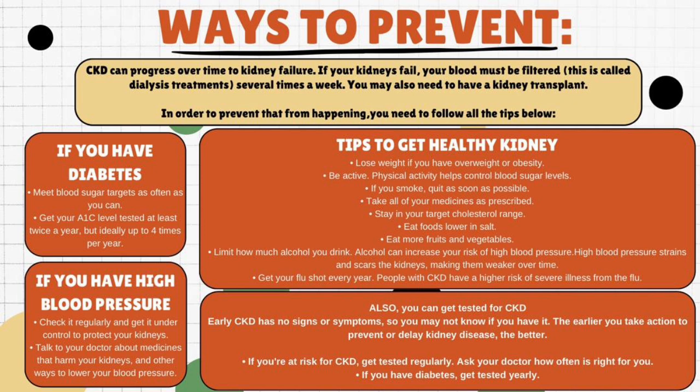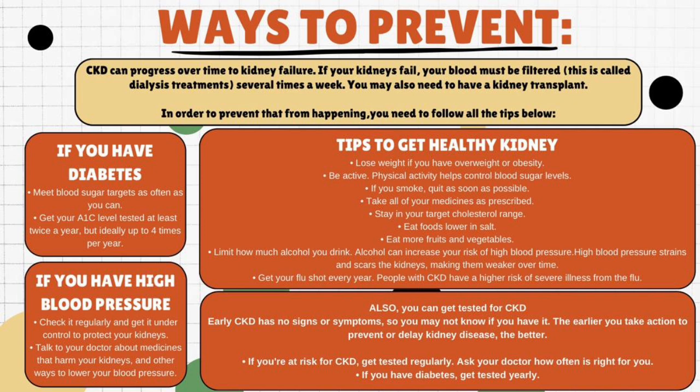So in order to prevent that from happening, we have many ways. First of all, if a person has diabetes, they need to get their A1C level tested at least twice a year. And if that person has high blood pressure, they need to check it regularly and get it under control, or maybe talk to their doctor about medicine that harms their kidney, and probably other ways to lower their blood pressure.